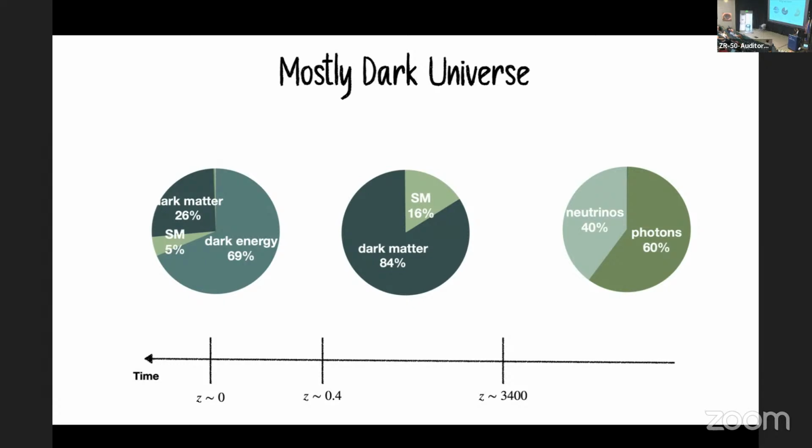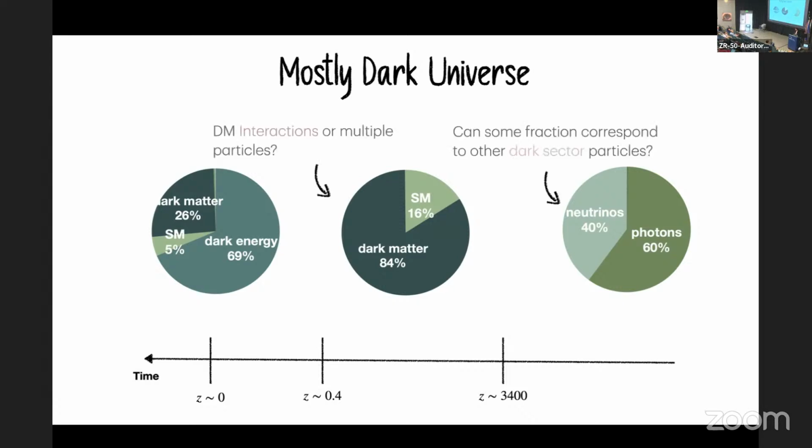So we know that lambda CDM is a very good model of the cosmological history, but we also know that if we look at the fraction of the energy density in the universe, most of it is in some form of dark thing. And lambda CDM makes very few assumptions about what that dark thing is. And so hopefully with more data, we can ask more questions about what exactly is in these dark sectors.